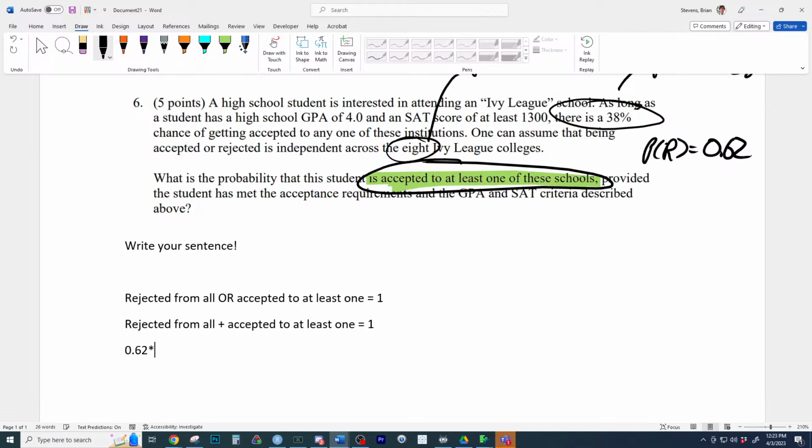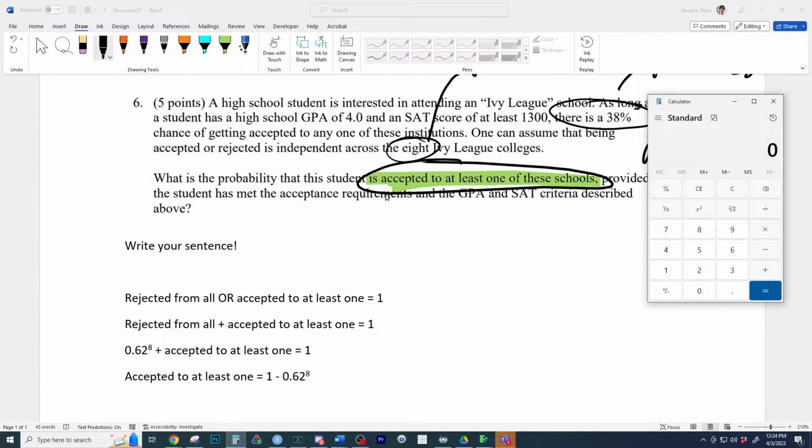And this eventually becomes the mathematics of 0.62 raised to the 8th power because it's happening 8 times in a row. Great job, Derek, following along too. So now we simply have the following right here. And guess what? We just algebra it over. Now that we have this written out, the answer is going to be as simple as solving the equation. So 1 minus 0.62 to the 8th, and there we go right there, 97.8% probability. So it seems very likely they will get accepted to at least one.